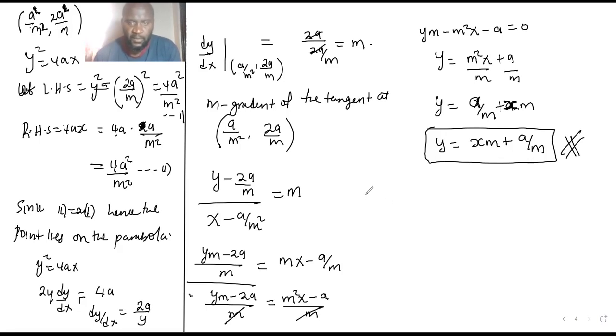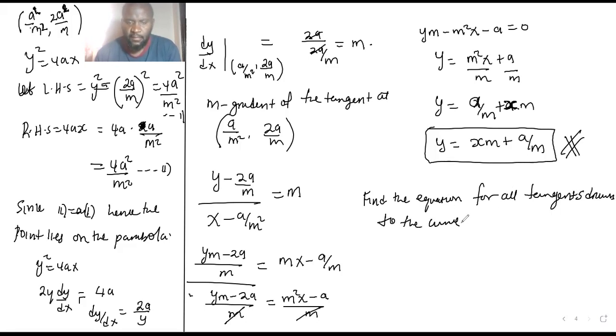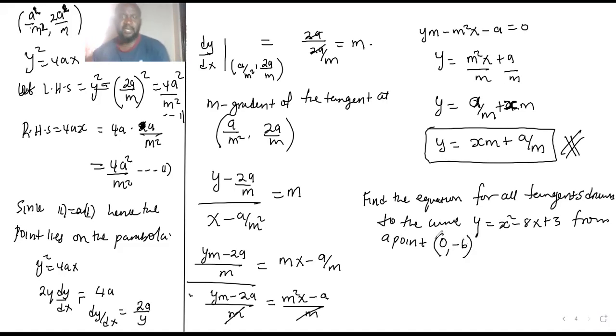Let's have this other last one of this kind. Find the equation for all tangents drawn to the curve y is equal to x squared minus 8x plus 3 from a point 6, negative 6.